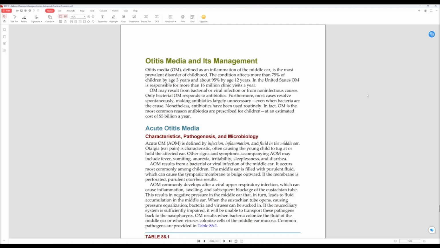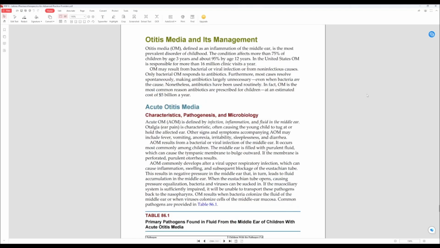OM may result from bacterial or viral infections or from non-infectious causes. Only bacterial OM responds to antibiotics. Furthermore, most cases resolve spontaneously, making antibiotics largely unnecessary, even when bacteria are the cause. Nonetheless, antibiotics have been used routinely. In fact, OM is the most common reason antibiotics are prescribed for children, at an estimated cost of about $5 billion annually.